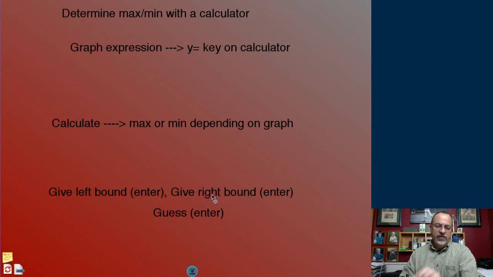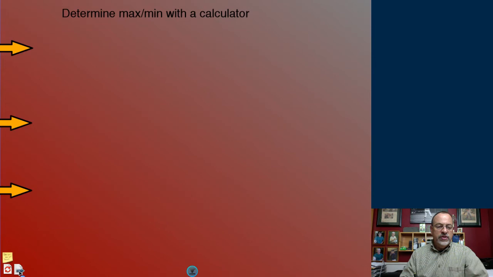Once it's to the right, you select enter. Then it will ask you for the guess. Just go ahead and select enter. The reason it's asking you for a guess is because if there's more than one min or more than one max, it will want to know which one you would like to calculate, and it will calculate the one that it's closest to. So you would have to move it closer to the one or the other. Okay, so that's how you do it.